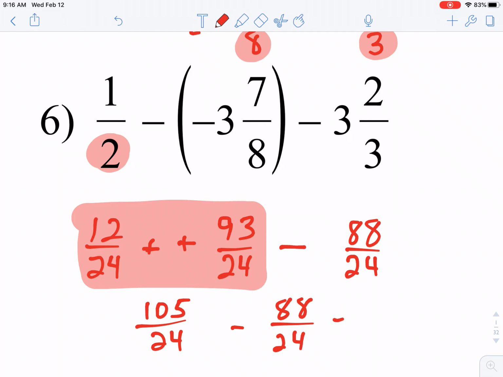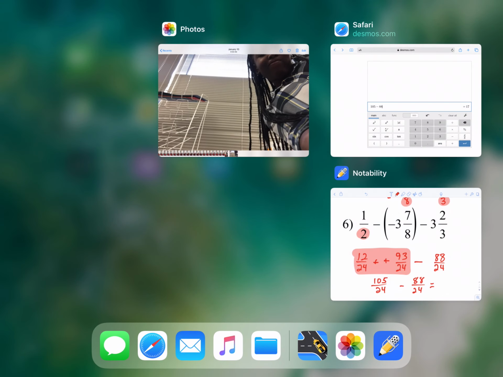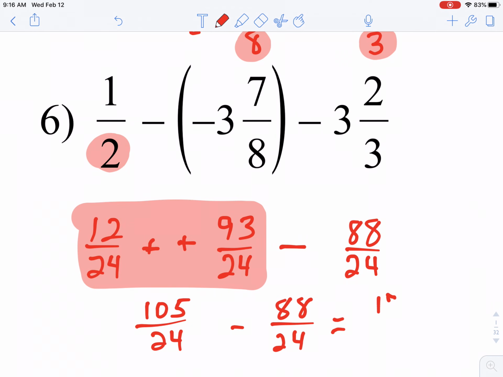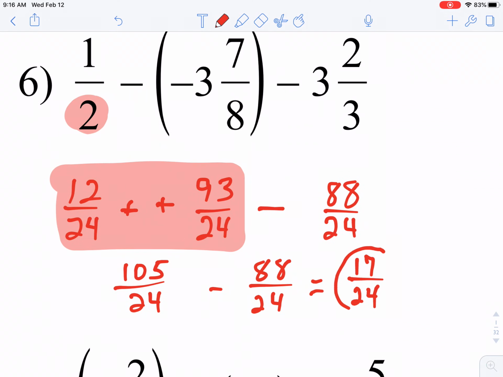Now I want to just subtract straight across. 105 minus 88. If you're not sure, you can always go back to your Desmos and do 105 minus 88. It equals 17. That's going to be your top number. 24 does not change. Then you check to see, does 17 over 24 reduce? In this case, it does not. One easy way to check is, I know that 17 is a prime number, so the only way it would reduce is if 24 was divisible by 17, and it is not. So 17 over 24 is your correct answer.